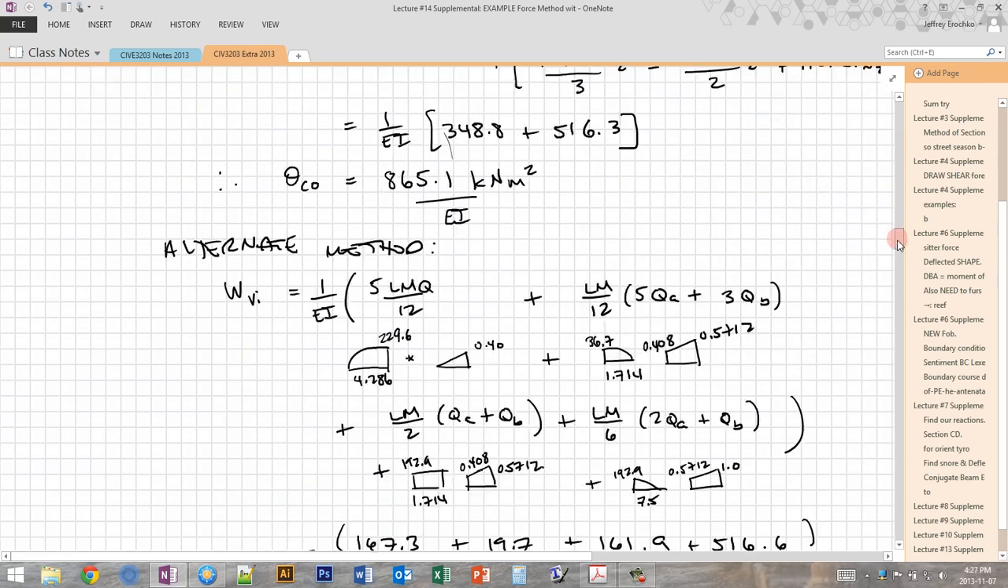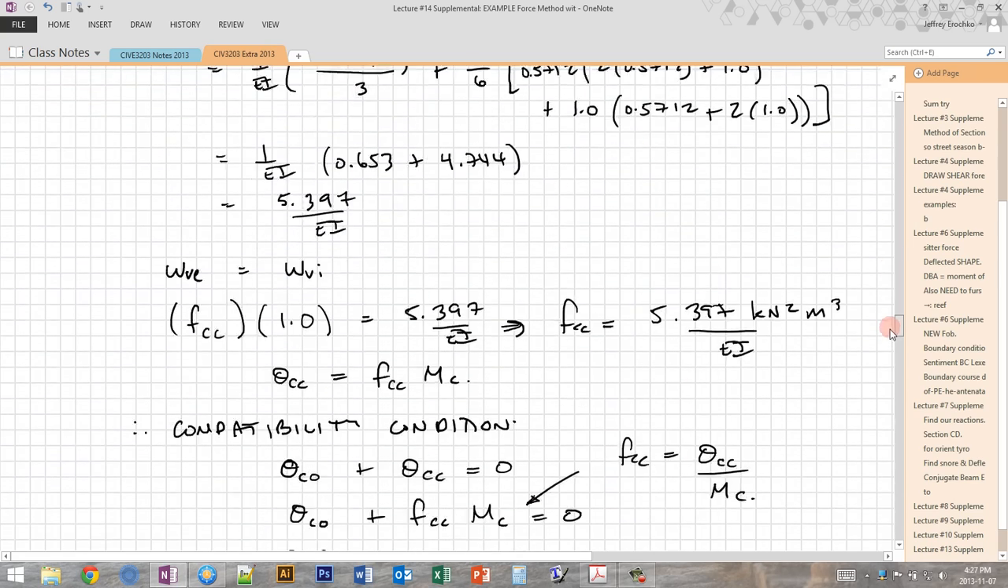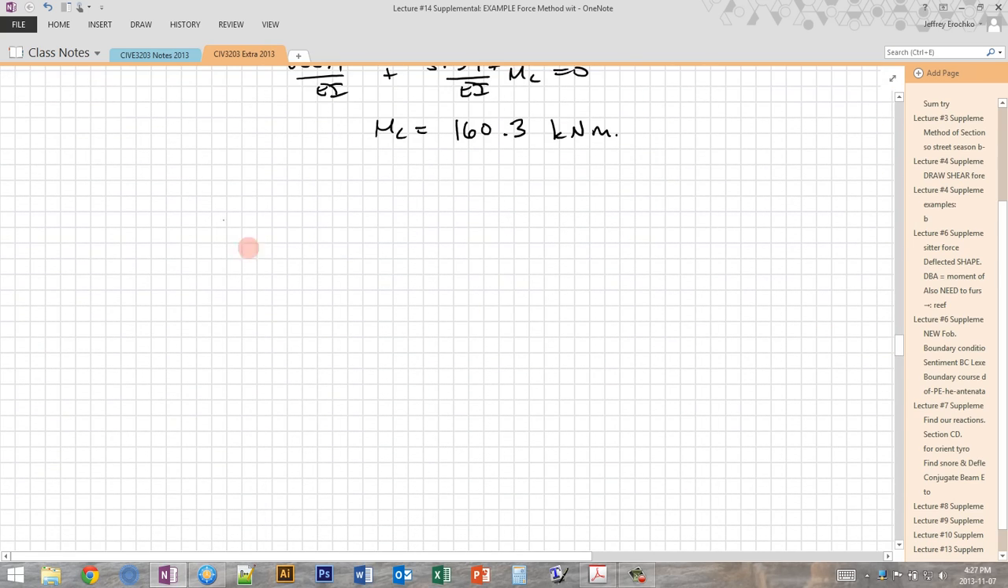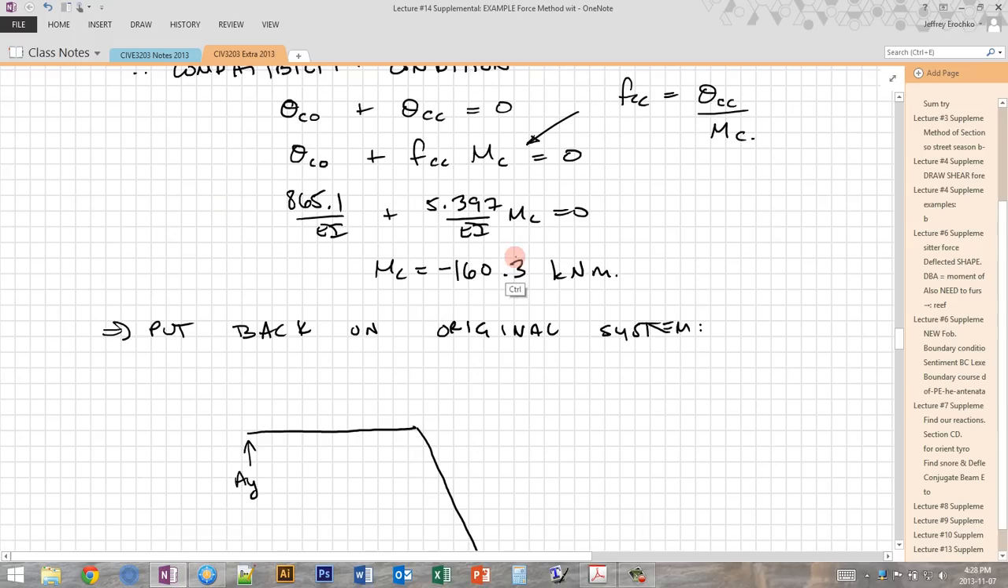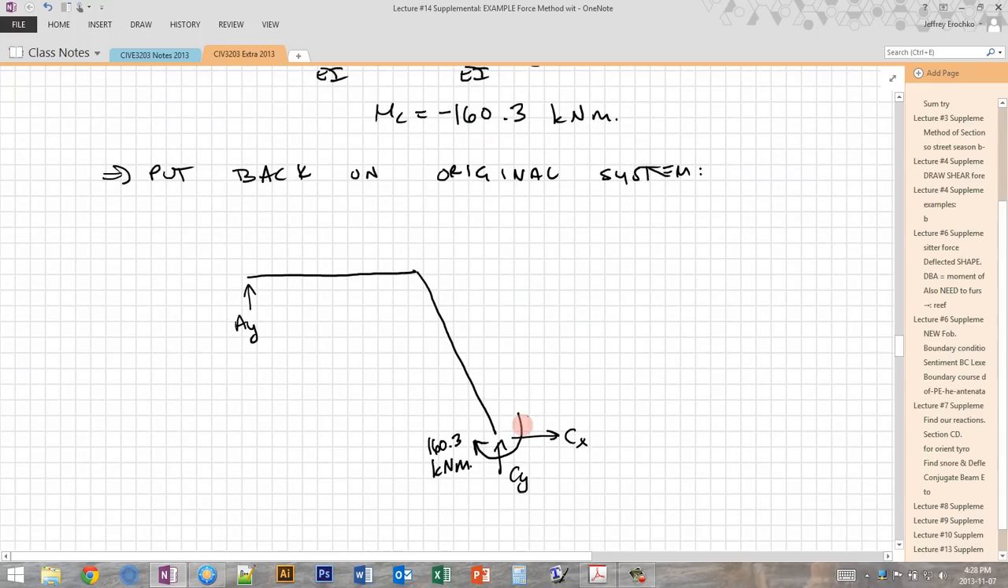So now that we've found one of the moment reactions, we only have 3 left. So it's easy enough using equilibrium to find all of the rest of the system. Okay, so we got a negative moment up here. So that means it's in the opposite direction to what we drew it. So we were always drawing our redundant moment counterclockwise, so the moment is actually clockwise. So now we have this situation. This is our real original system, 25 kilonewtons per meter.